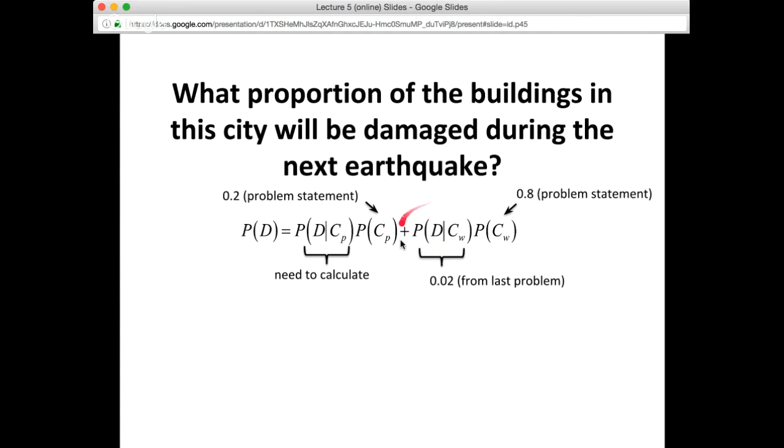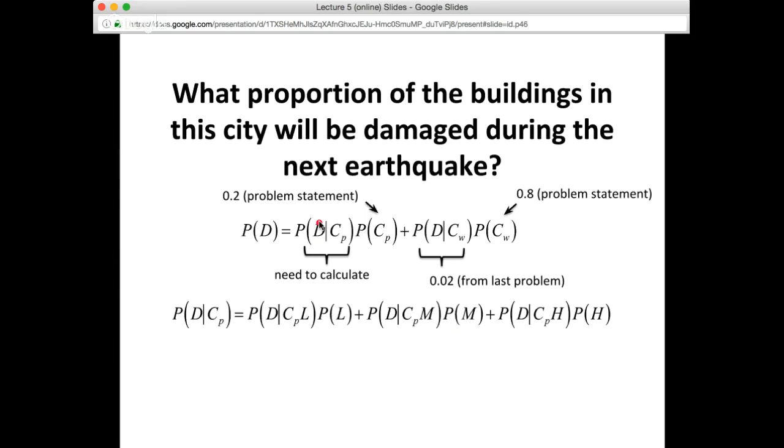And because these are mutually exclusive, the probability of the building being well constructed is going to be 80%. We also know the probability of damage given a well-constructed building during an earthquake. That was what we solved for in the last problem, and that worked out to be 2%. So we've got that one taken care of too. The only probability that we don't know at this point is the probability of a poorly constructed building being damaged. So we have to calculate that out.